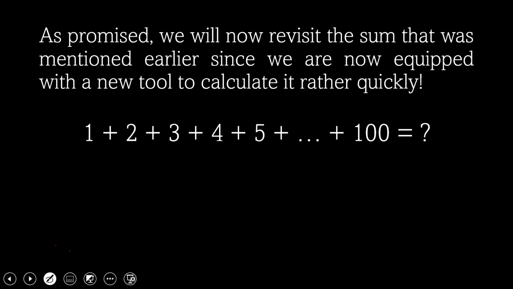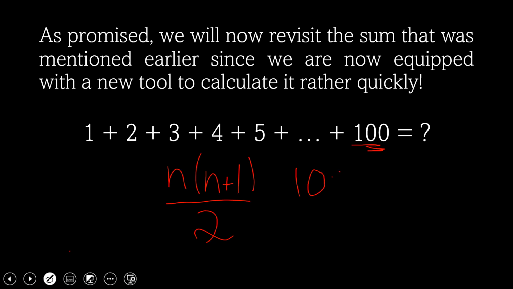Oh yeah, so the formula is n times n plus 1 divided by 2. So we have to first figure out our n, which is 100. So we do 100 times 100 plus 1, which equals 101. 100 times 101 equals 10,100. And that divided by 2 is 5,050.